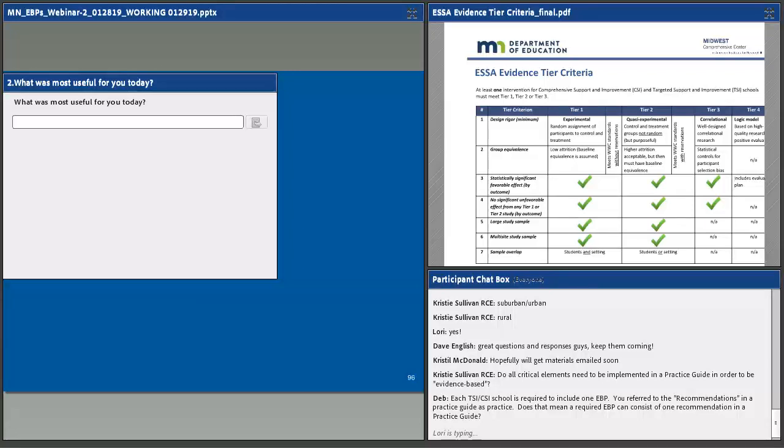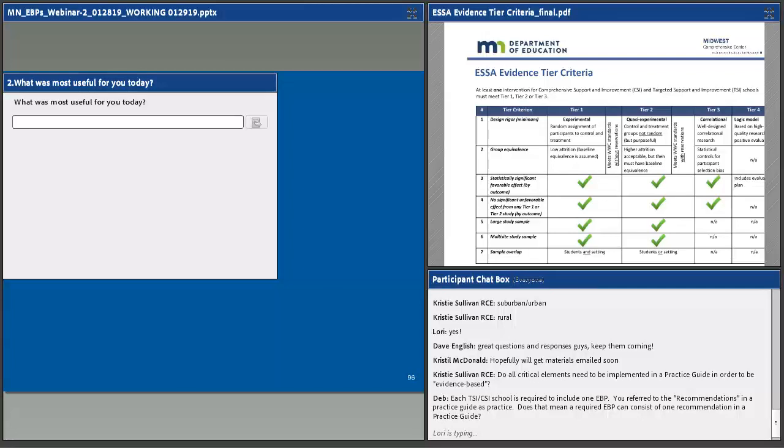All right, so there's one question about the practice guides, and I'm going to reinforce a point that I alluded to, which is about, do all the critical elements of the practice guide need to be implemented in order to be evidence-based? So there's a couple of questions embedded in here. One clarifying point I want to make is that the term evidence-based does not mean Tier 1, 2, or 3.